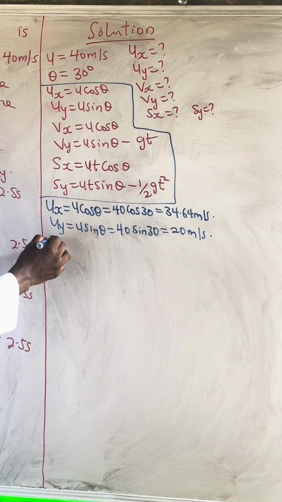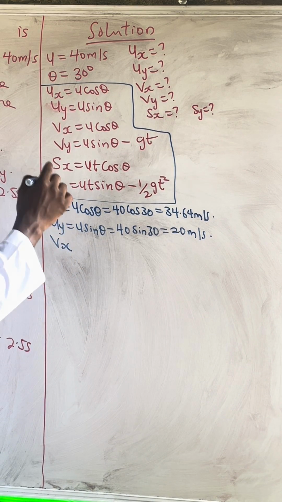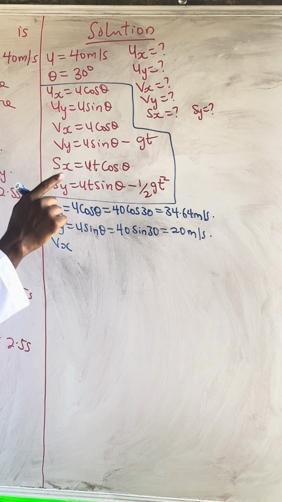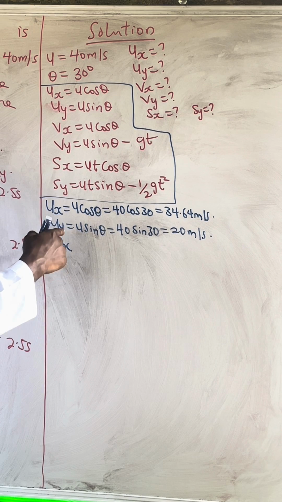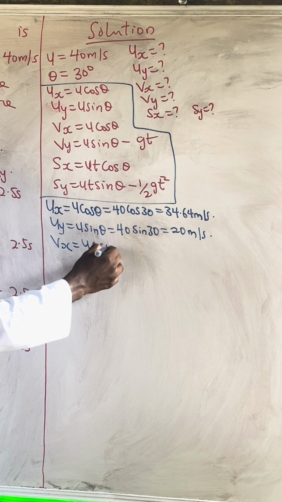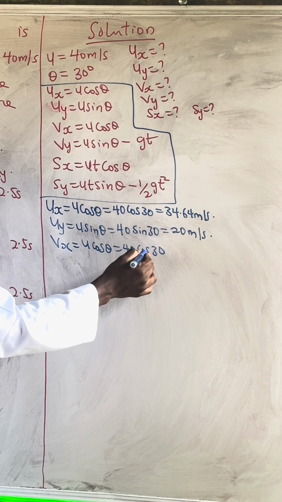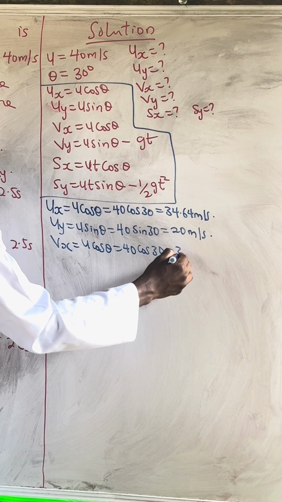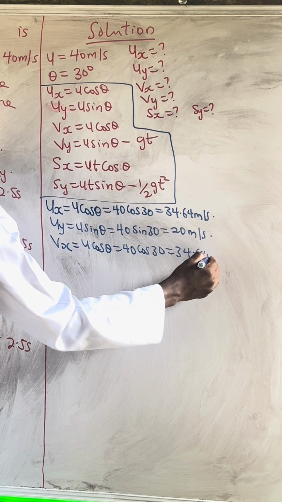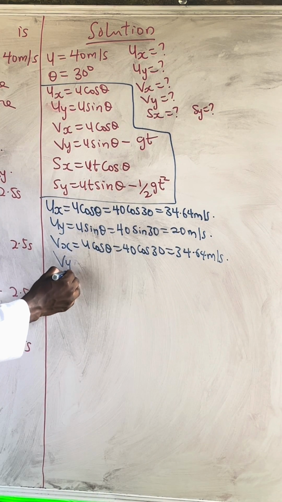The next one is the final velocity, that is Vx, the horizontal velocity after 2.5 seconds in air. That is the final velocity for the horizontal, and Vx will have the same formula as ux, that is u cos theta, which equals 40 cos 30, and that equals 34.64 meters per second.